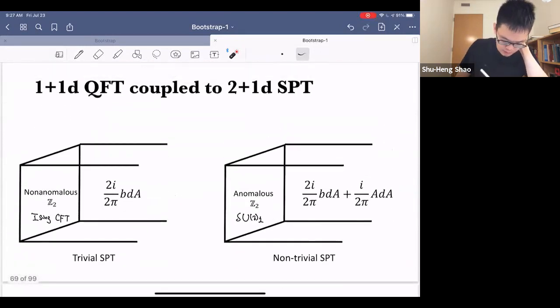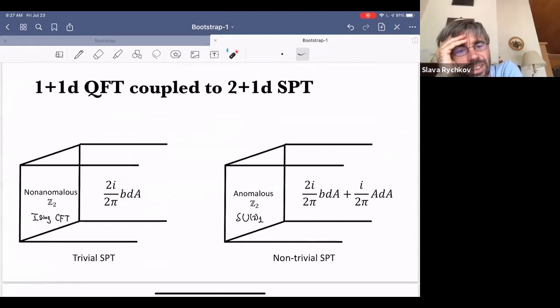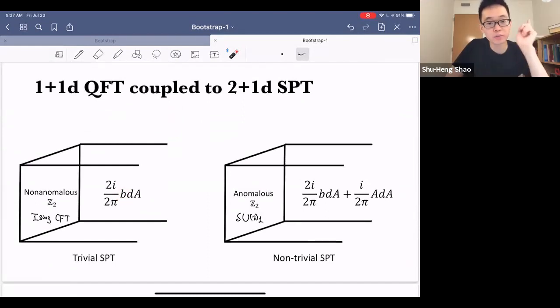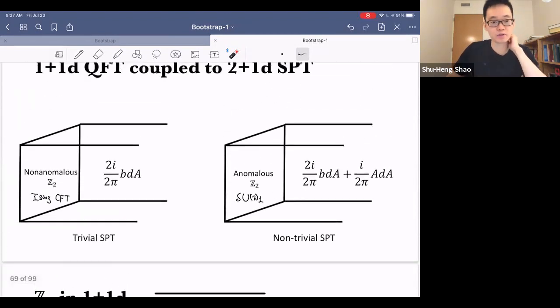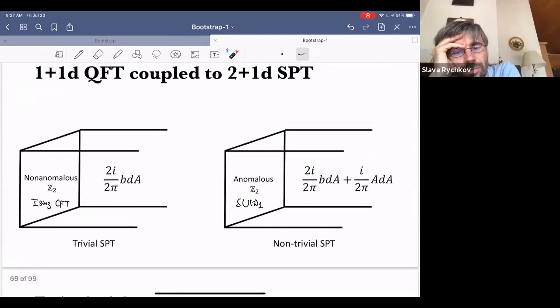Well, the one thing to notice is that the equation of motion of B is 2dA equals 0. So intuitively, the 2 fixes the U1 to Z2. And there's a more precise way to say that. And actually, in 2 slides, I might have more to say. Okay. Yeah.